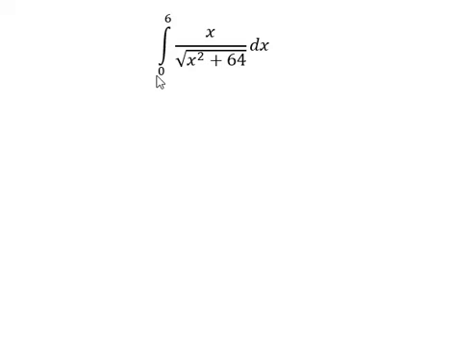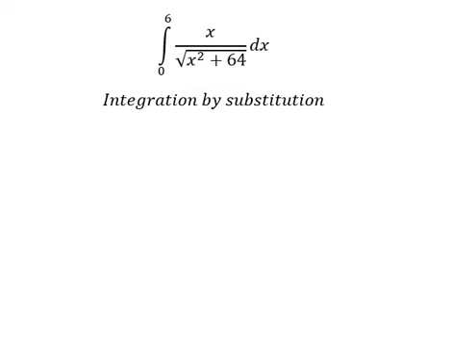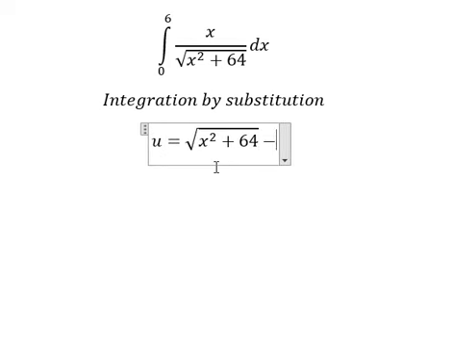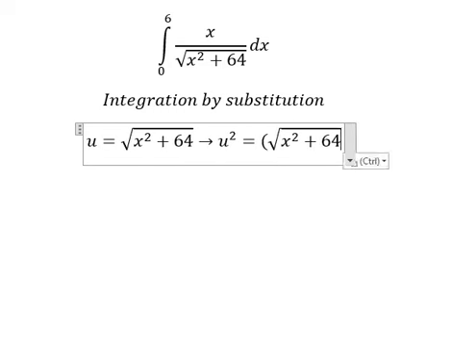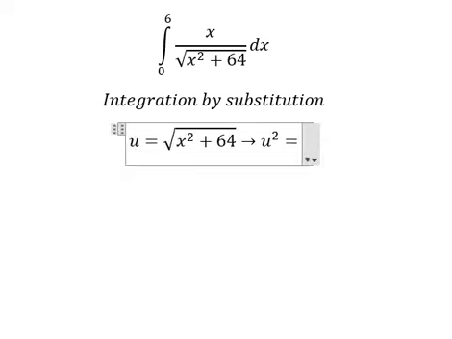So now I want to show you how to answer. We can use integration by substitution. So I will put u equals to this one. Later, we square both sides to cancel the square root.